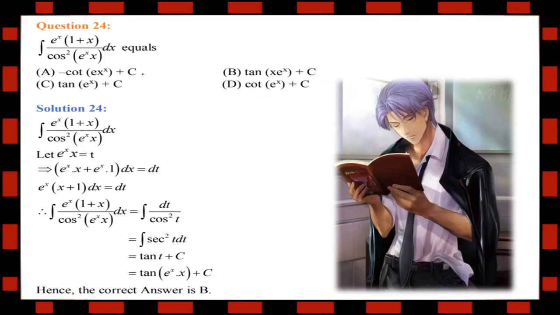e power x into (1 plus x) upon cos square (e power x into x) is equal to what? So let's do the substitution. e power x into x is equal to t. Now product rule: derivative of first, second as it is, plus first as it is and derivative of second. e power x common, (x plus 1) into dx equal to dt. Now e power x (1 plus x) dx means the entire numerator is equal to dt upon cos square t. So cos square t is sec square t, and the integral of sec square t is tan t plus c. Put the value of t back.